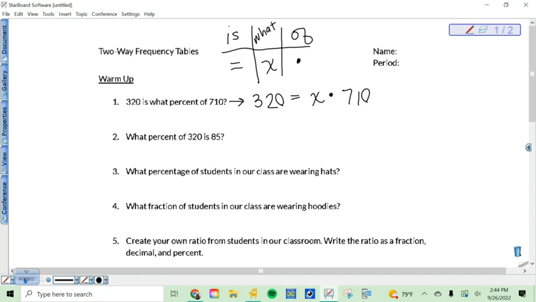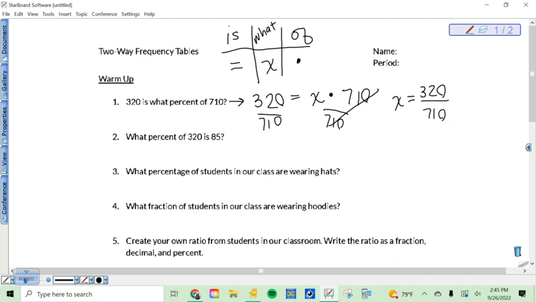Any ideas how we can figure out what x is? Subtract? Subtract what? 710? Yeah, division by what? Yeah, we divide both sides by 710. Now we're going to talk a whole lot more about solving equations in our next chapter, but this is okay. This is all we really need to know for now. So yeah, I'm going to divide both sides by 710. So that means that x equals 320 over 710.